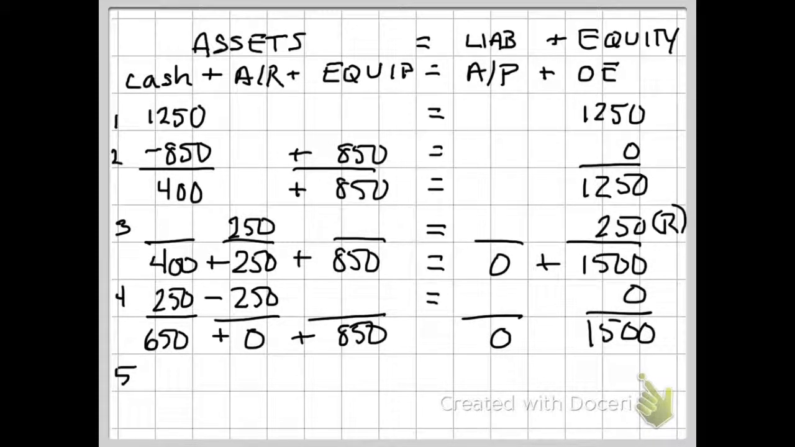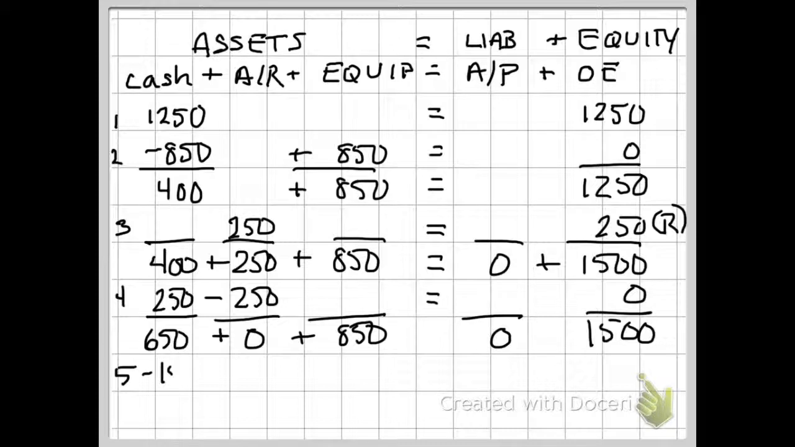And just real quick before I do the last transaction, I now have $650 in cash, no receivables, $850 in equipment, and no liabilities. So $650 plus $850 equals $1,500 in equity. Remember that equity is the amount that's left over after you subtract liabilities from assets.